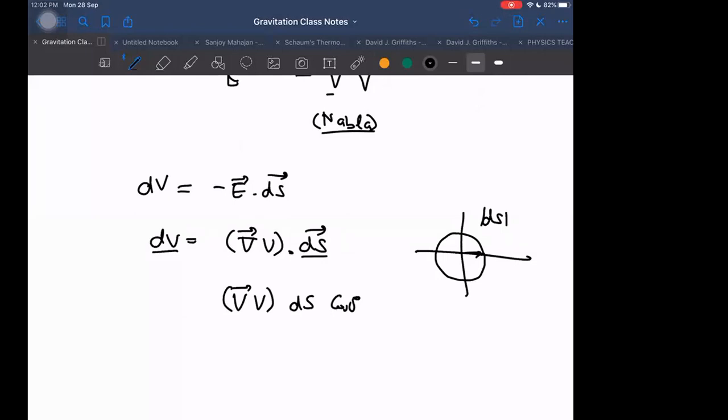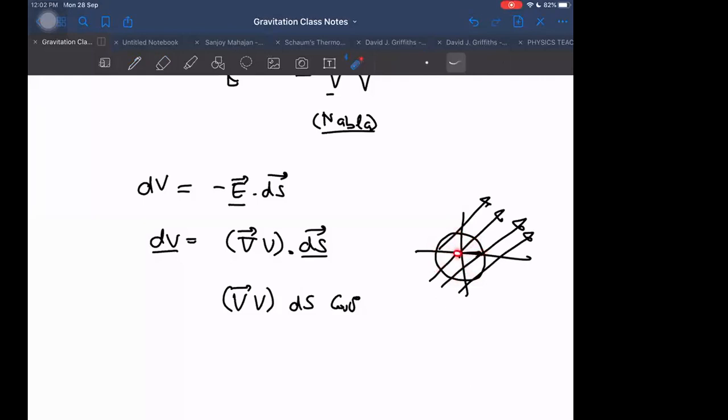So del V has a fixed direction. Del V is nothing but field. Field will always have a fixed direction in space. I don't know what direction that is. Let us say this is the field direction, fixed direction in the space. It will be something like this. And let us say we are moving from here, ds this side, or ds this side, or ds this side, and we are noticing what is dV.